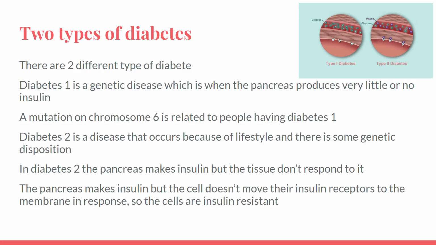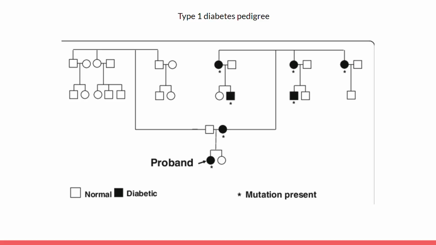The pancreas makes insulin, but the cells don't move their insulin receptors to the membrane in response, so the cells are insulin resistant. So this is like a type 1 diabetes pedigree. And as you can tell, the people that have diabetes have a mutation present. And the mutation in how you get diabetes is like through mutations on multiple genes. And then with diabetes 2, you have genetic disposition to it because of your race and if a family member that is genetically related to you has had it.